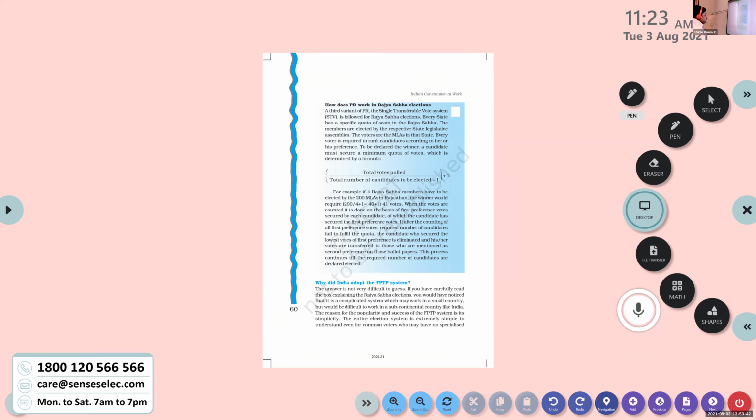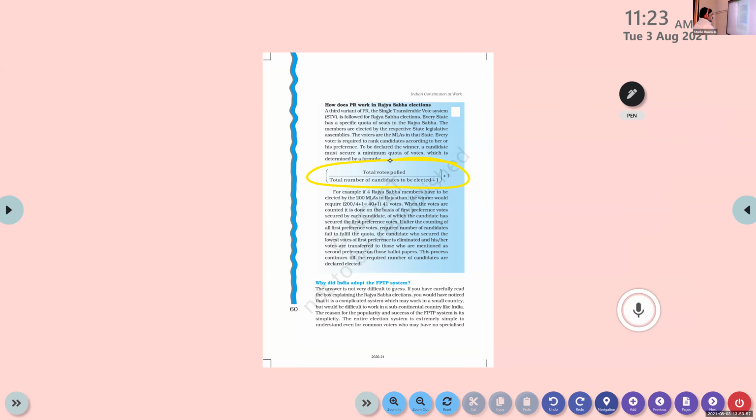The answer is not very difficult to guess if you have carefully read the box explaining the Rajya Sabha election. You would have noticed that it's a complicated system which may work in a small country. The PR system always runs with a particular equation. Some calculations are necessary. It's complicated, and for illiterate people it is very difficult to understand.